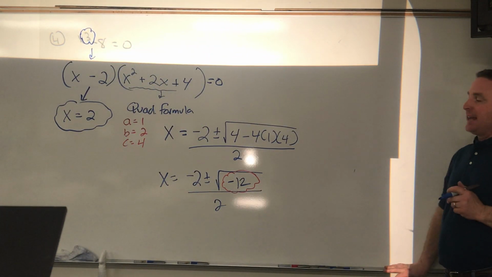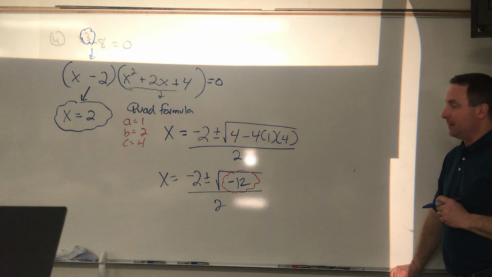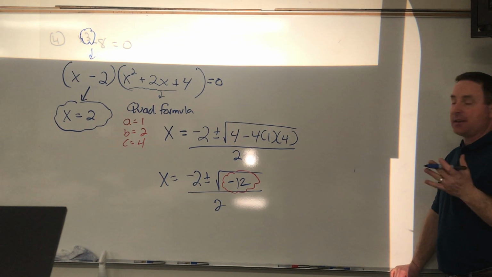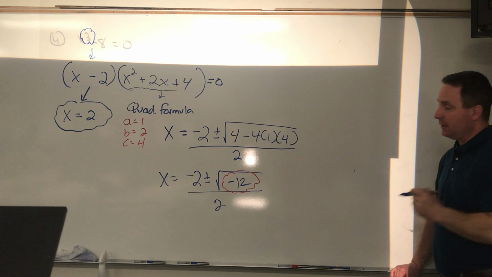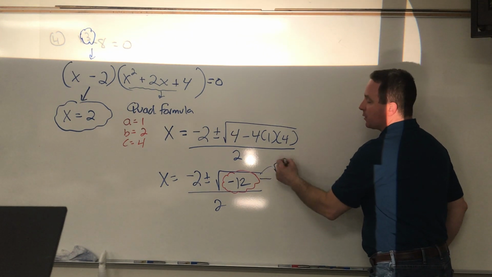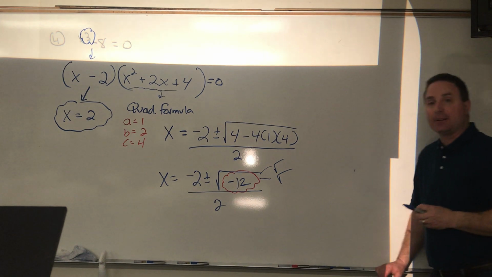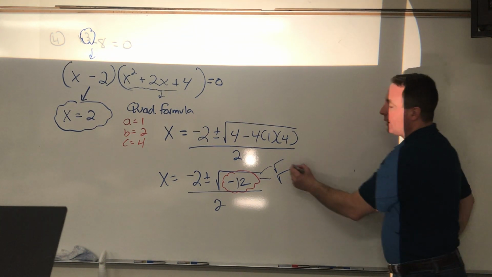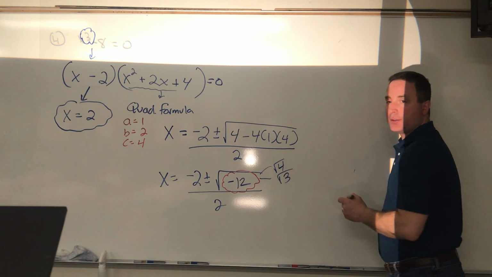Okay, now let's look at that number negative 12. Is negative 12 a nice number? No, it's not a perfect square. It's negative, I see that, so I know I'm going to have an i in my answer. But we have to simplify the square root of 12, and this again is where your factor sheet comes into play. Okay, we're looking for factors of 12 where one of them is a perfect square. Well, we're going to use 4 and 3.